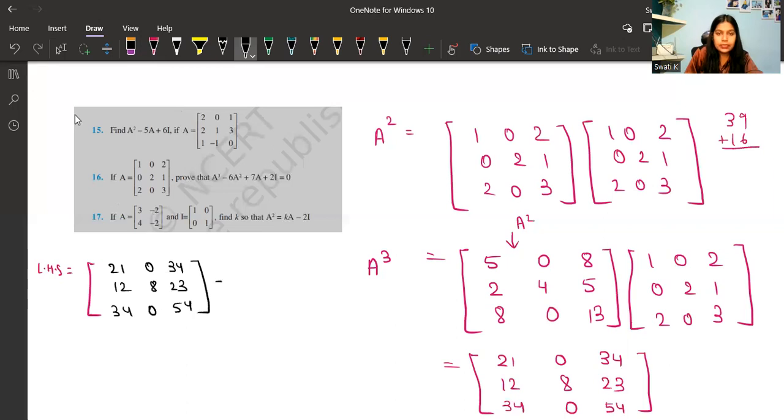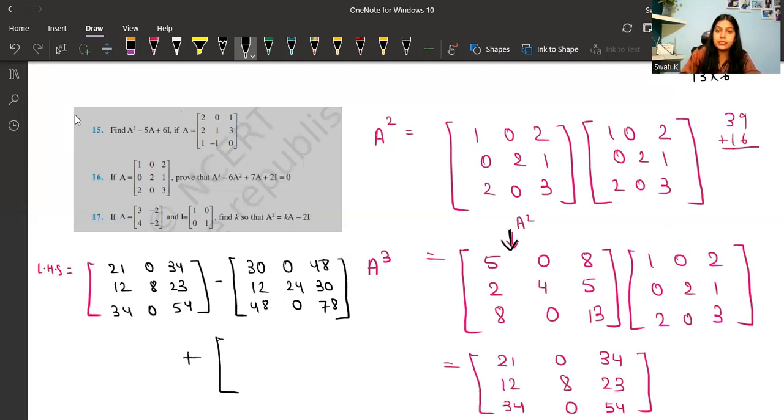Now next we have minus 6 times A square. This is A square, right? So 6 times this. So let's simplify this. So 6 times 5 is 30, 0, 48, 12, 24, 30, 48, 0, and then 13 times 6. So what's the answer of 13 times 6? 78. Okay. And then plus 7A. So 7 times this is A, right? So 7, 0, 14, 0, 14, 7, 14, 0, 21.